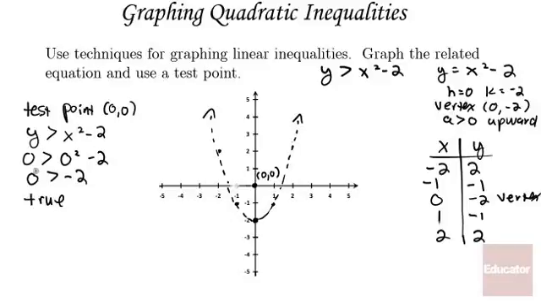Since this is true, this test point is part of the solution set. Now, the boundary line divides this into two sections: the area inside the parabola here and the area outside the parabola. And what the test point tells me is that since the test point's inside the parabola, the solution set for the inequality is also inside the parabola. If this had turned out to be not true and the test point wasn't part of the solution set, then the solution set would have been out here. Okay, so that was graphing quadratic inequalities.